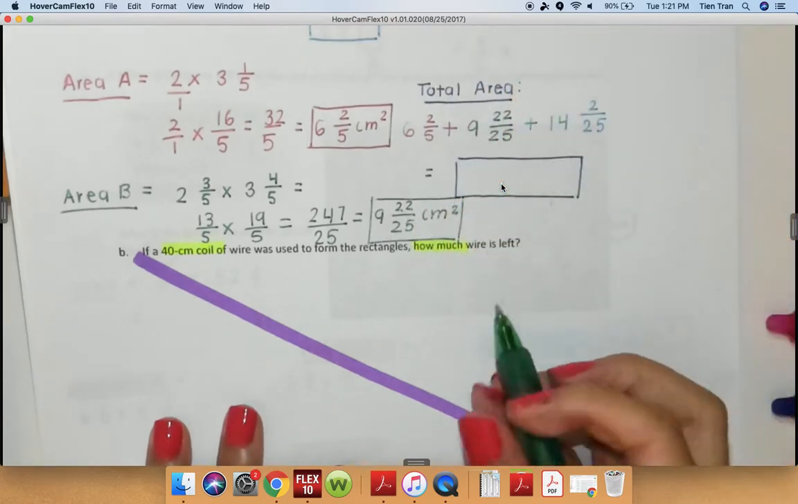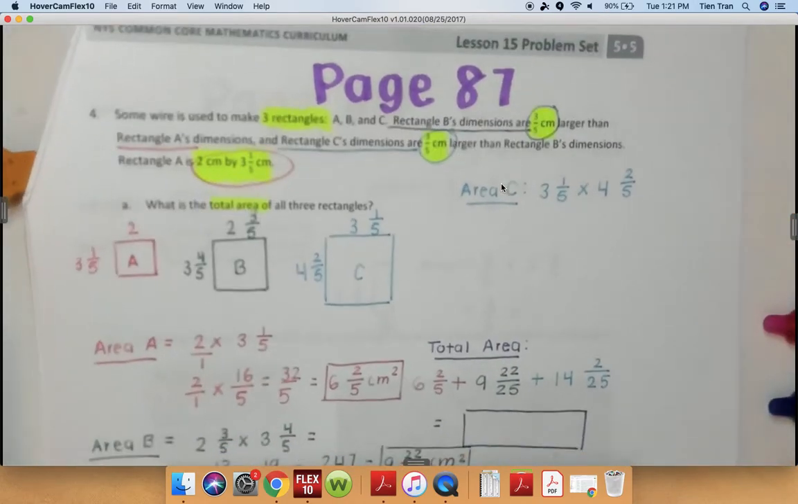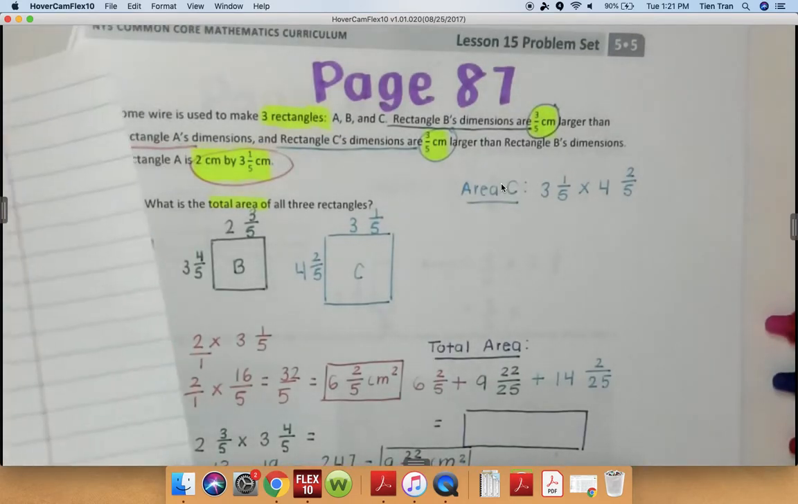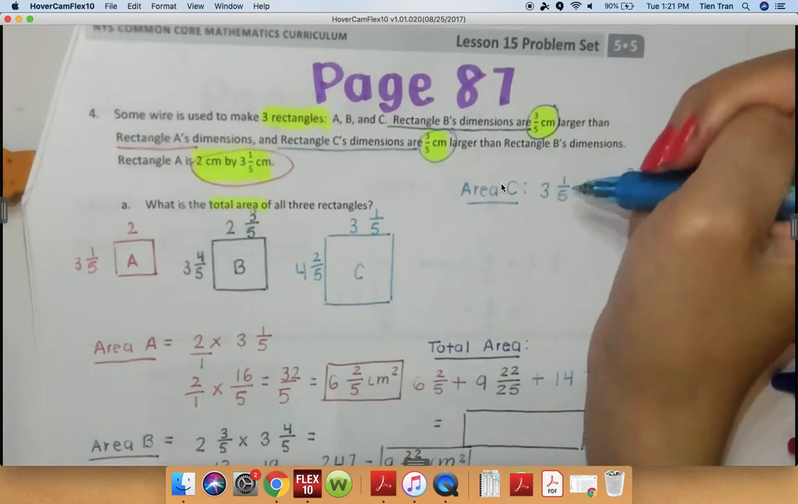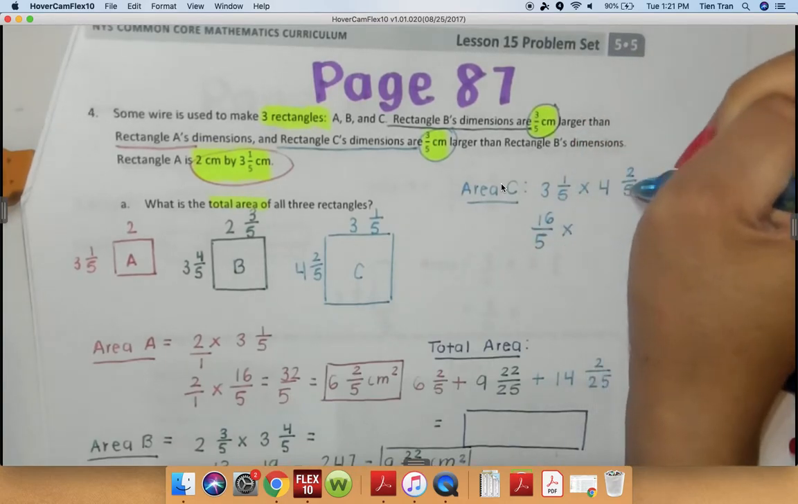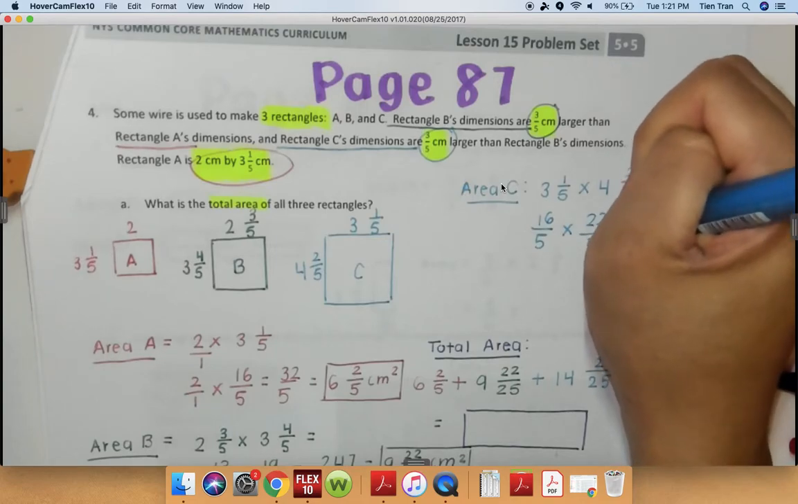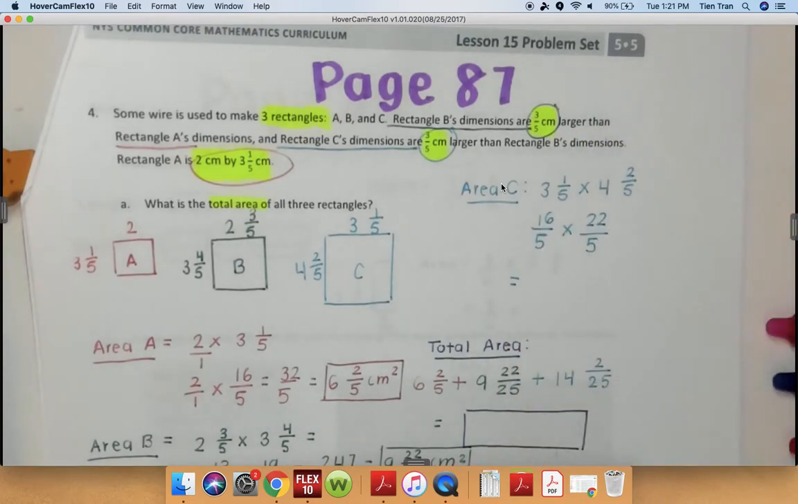Okay, I'm not quite done yet because now I need to find the area C. So for area C, this is what I'm multiplying. I have 3 and 1/5 times 4 and 2/5. 3 times 5 is 15 plus 1 is 16 over 5. 4 times 5 is 20 plus 2 is 22 over 5. Now I am going to multiply 16 times 22.